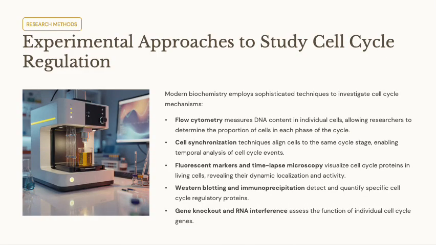Moving on, let's talk about the research methods and experimental approaches. To investigate how the cell cycle is regulated, researchers use a variety of experimental and biochemical techniques. One widely used method is flow cytometry, which measures DNA content in individual cells. By staining DNA with fluorescent dyes, researchers can determine the proportion of cells in G1, S, and G2/M phases. This technique is especially useful for comparing normal and cancerous cell populations.